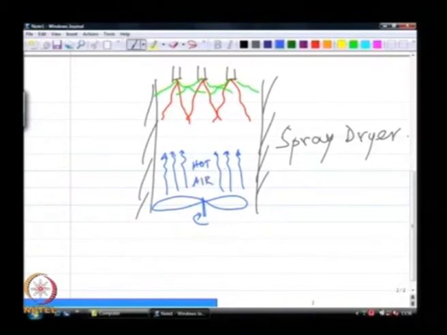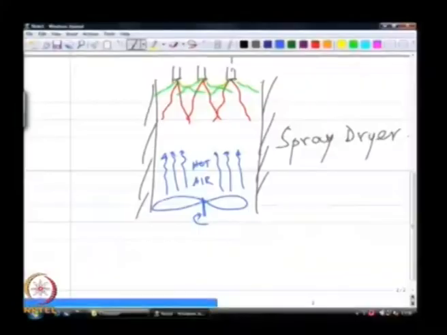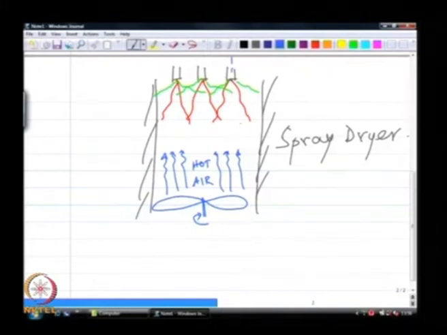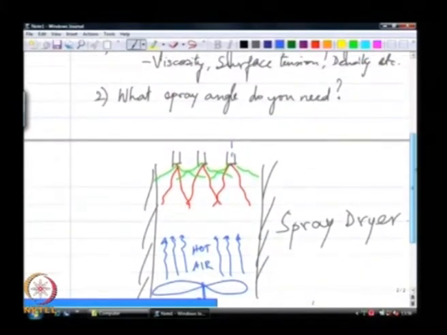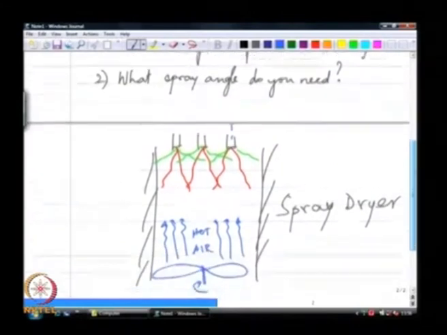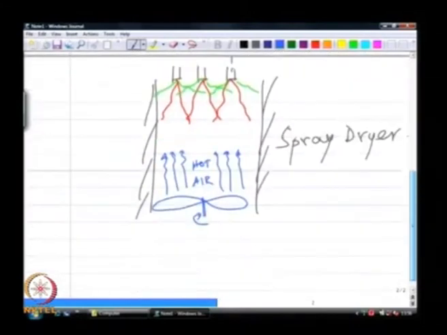And this air has to essentially reach out to all the drops. So, which means it cannot be too narrow, and the constraint that comes from the customer is in terms of, let us say, what size kiln do you have, and depending on the proximity of the last nozzle to the kiln wall, you want to choose the cone angle appropriately. Therefore, you need to know something about the installation design in order to answer the question of what spray angle do you need.